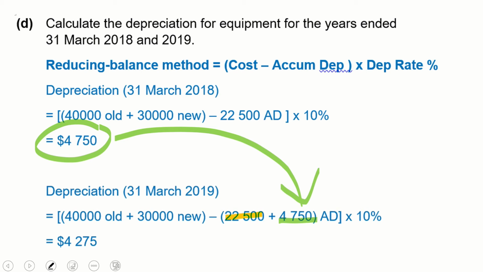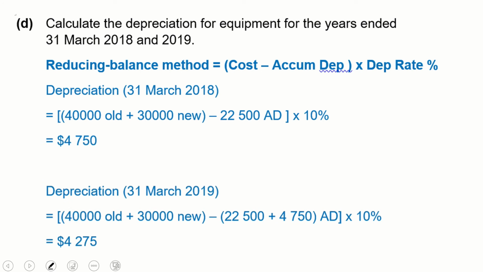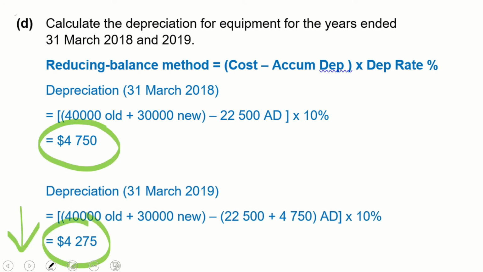You notice that the depreciation amount is actually reducing compared to the first year. So that's why it's called the reducing balance method. The depreciation amount will go lower and lower every year.